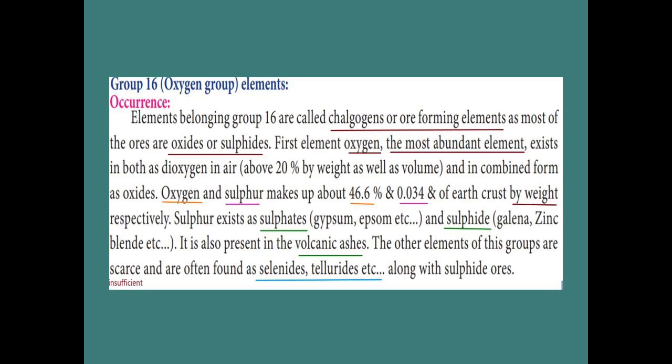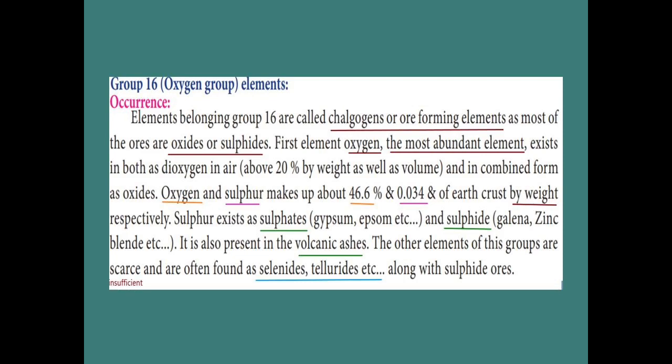The next element is sulfur. Sulfur exists as sulfate, such as gypsum and epsom salt. Then galena and zinc blende occur as sulfides. So sulfur occurs in sulfate form and sulfide form. Then in volcanic ash also we get sulfur.